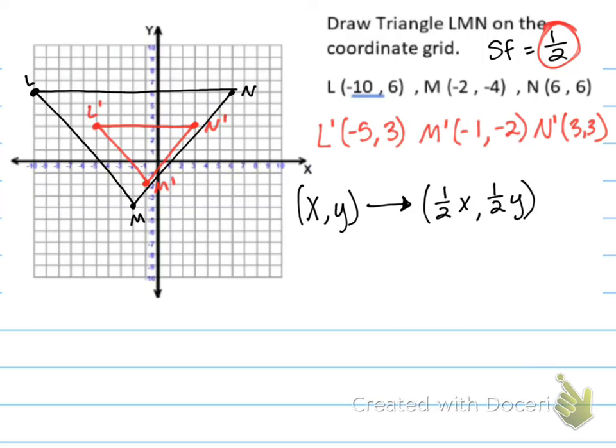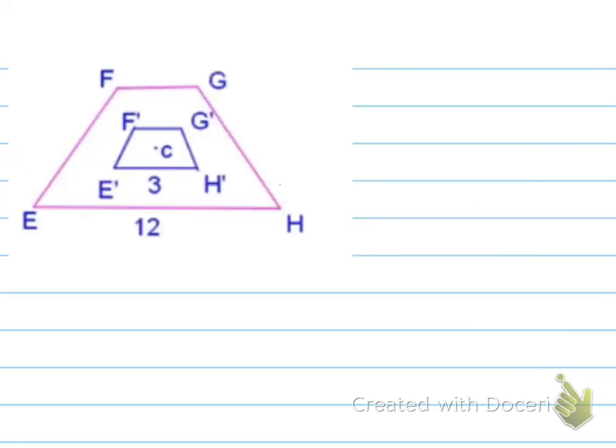Okay. And then for the last question, let's look at this right here. We don't have a graph, but we have two shapes. We have the shape F, G, H, E, right? And then F prime, G prime, H prime, and E prime. And they give us EH and E prime, H prime, right? So let's go ahead and see, is this an enlargement or a reduction? From the original, it's big and it gets smaller. So this one is a reduction.